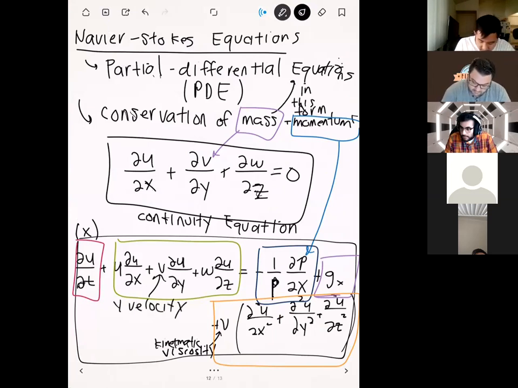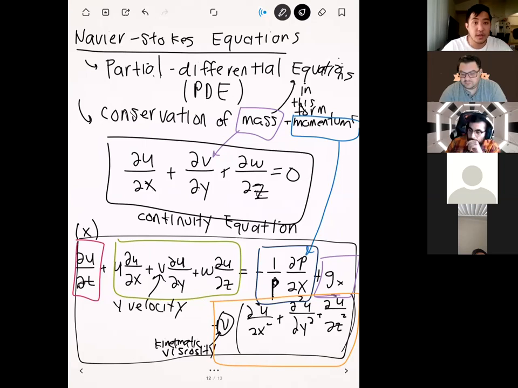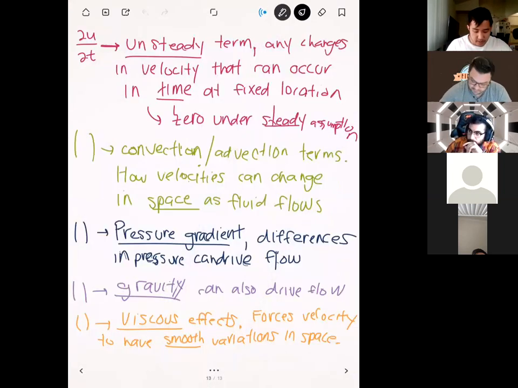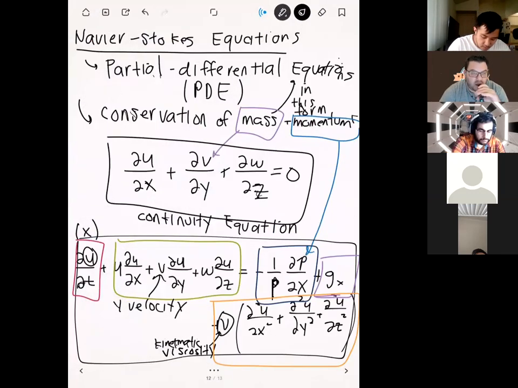With the iPad it's a little hard to write, but this v is different from this one over here, where this one is viscosity. And what I've shown you right here is just the x component of Navier-Stokes. There's also a y and a z component, and I won't write those out, but they look very similar, except a lot of the u's are replaced with the y and z components.